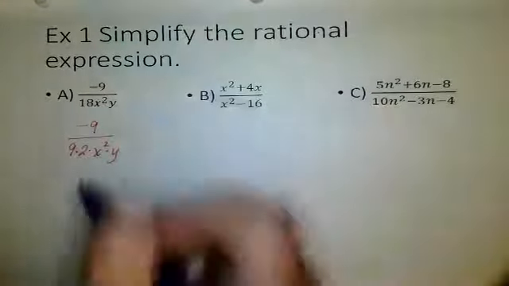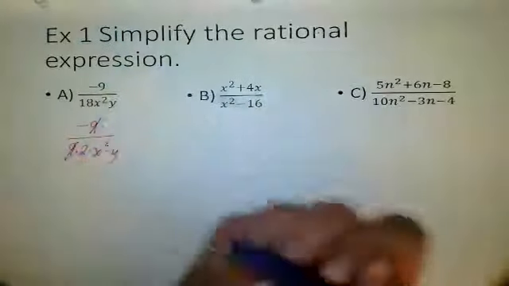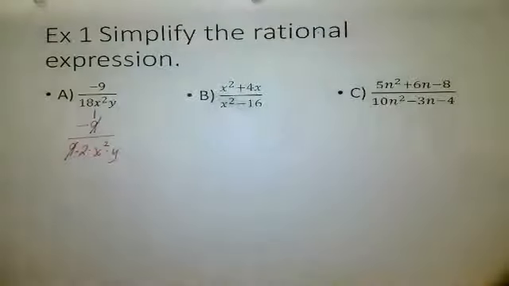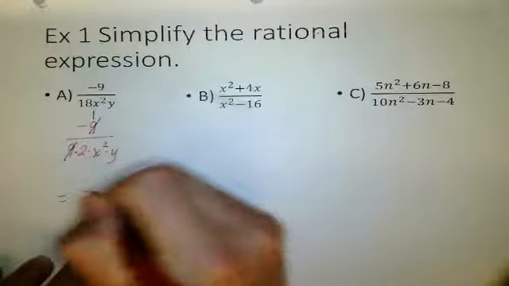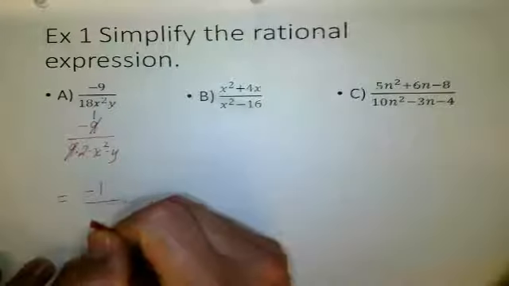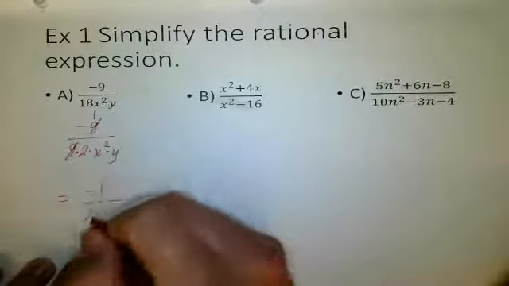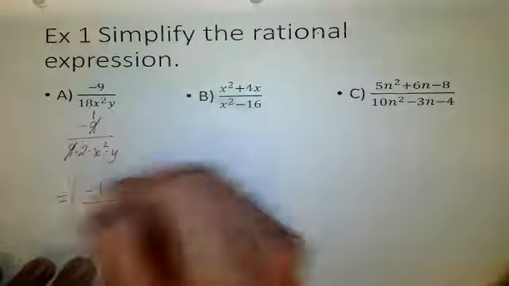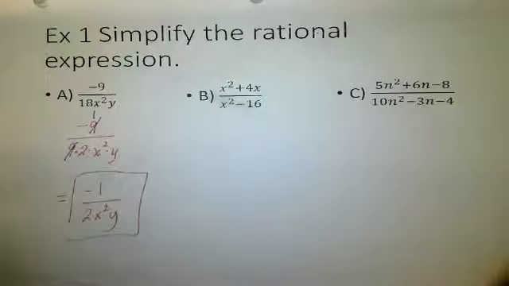We can reduce. The 9 on top and the 9 on bottom reduce. It's not 0, it's 1. I want to make sure we all know that 9 divided by 9 is 1. And so we're left with negative 1 on top and 2x squared y in the denominator. That was easy, right? Okay, so what's the difference between A and B and C?